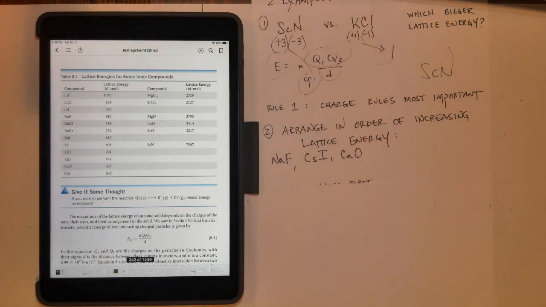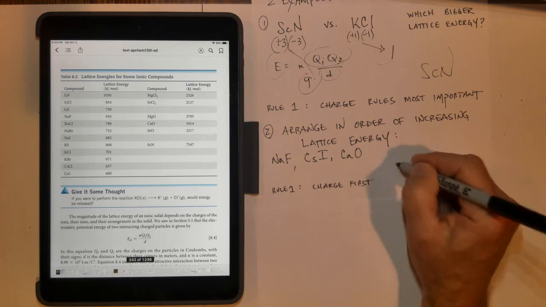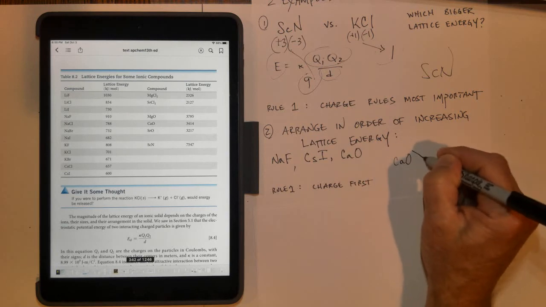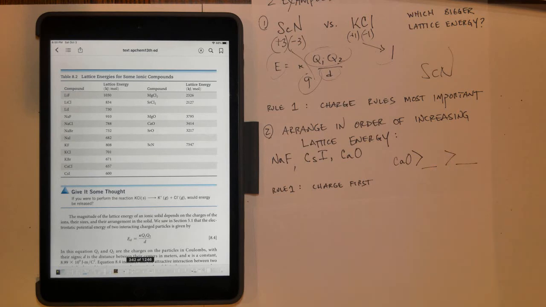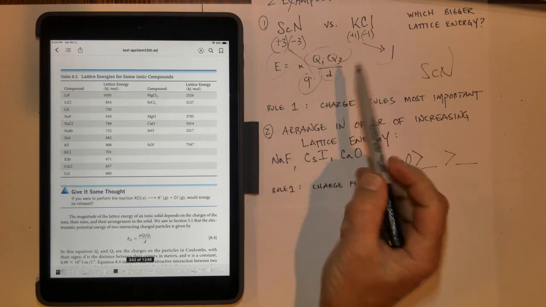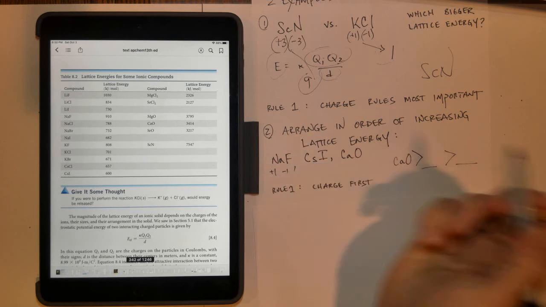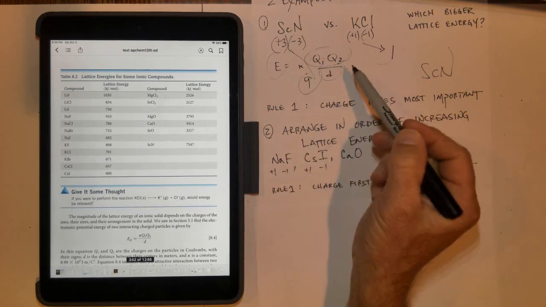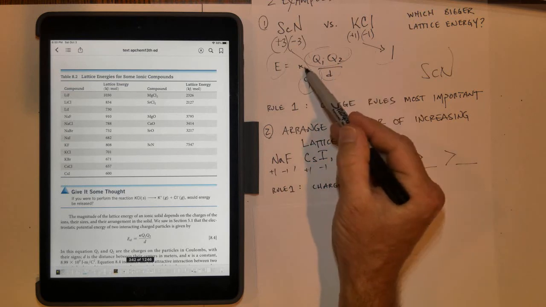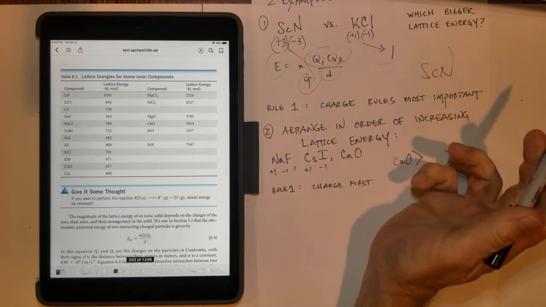So right away we know the first, rule number 1, charge first. Our biggest is going to be calcium oxide. That's going to have the largest lattice energy. Now the next two, we actually have to pay attention to the D, because remember sodium's plus 1, fluorine's minus 1, cesium's plus 1, iodine's minus 1. So the top of this fraction is the same. And remember, K is the same for every single one of these, so we can ignore it.